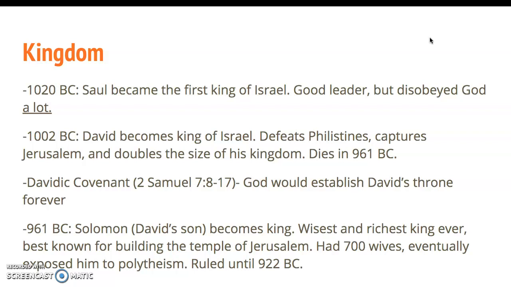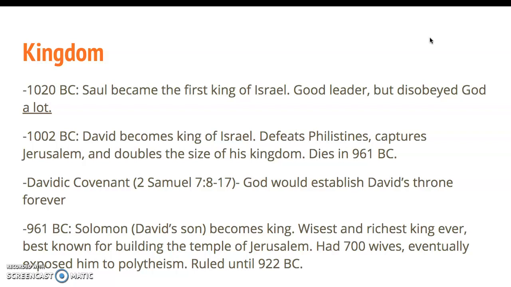Because of this, while he is still king, David is going to be anointed, and he and David are going to have numerous issues where Saul tries to kill David, and then David tries to get back at Saul, going back and forth until finally Saul is killed off by the Philistines. In 1002 BC, David becomes the king of Israel. He defeats the Philistines, he captures Jerusalem and makes it his capital city, and he winds up doubling the size of his kingdom. And he dies in 961 BC.